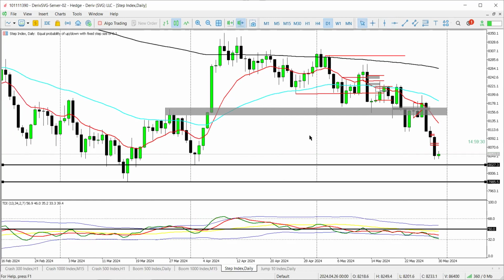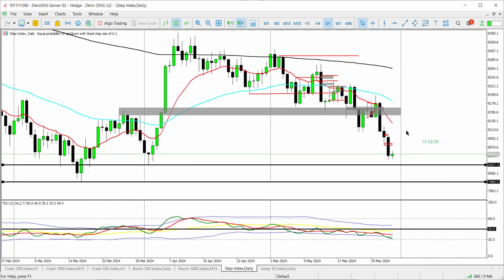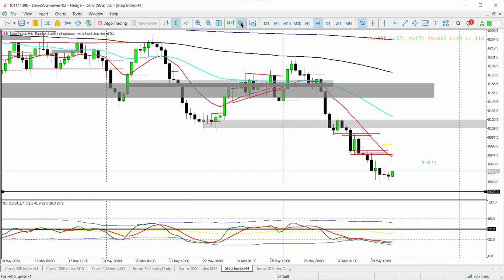So bias is bearish. If bias is bearish, we need to look for sell patterns. But when you look at this impulsive move here, you see we've got a broken structure here. So that gives us a place where price can potentially retrace to before the sell continues. So let's see what H4 has got.